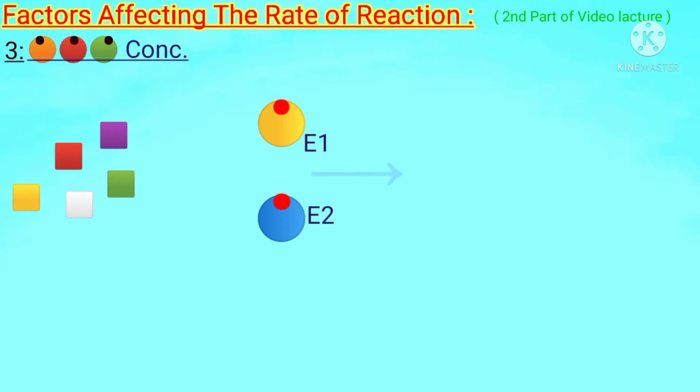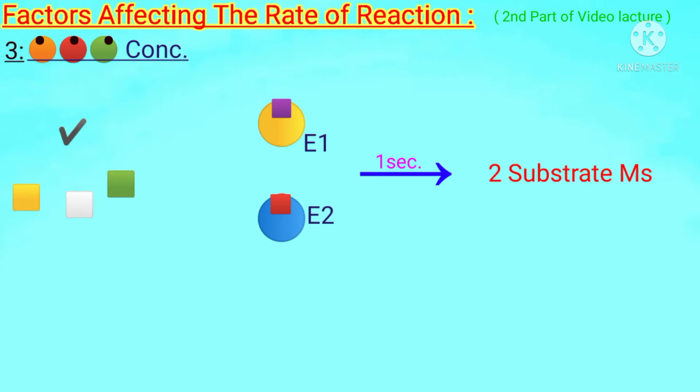Let's pause at just 1 second. One substrate will bind to this E1 enzyme and the second substrate will bind to this E2 enzyme. In the first second, only two substrate molecules will be catalyzed. Students, why? Because only these two substrates found the chance to be attached to the two available enzymes. So the rate is 2 molecules per second.